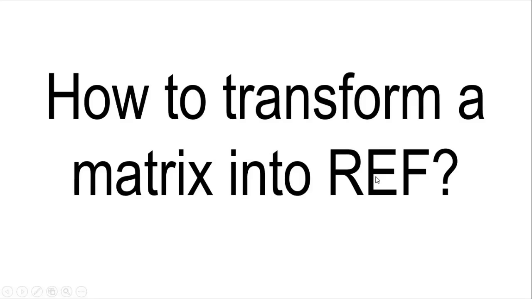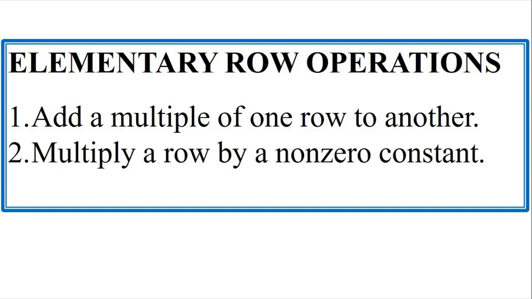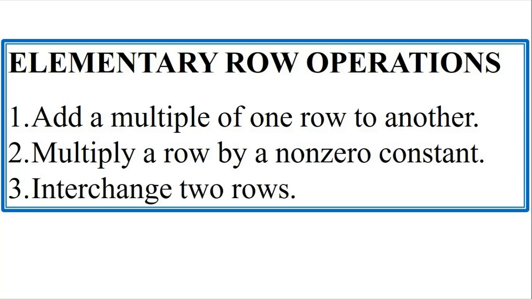Now, how do we transform a matrix into REF or into row echelon form? So we can do any of the following row operations. First, we can add a multiple of one row to another. Next, we can multiply a row by a non-zero constant. And lastly, we can interchange two rows.